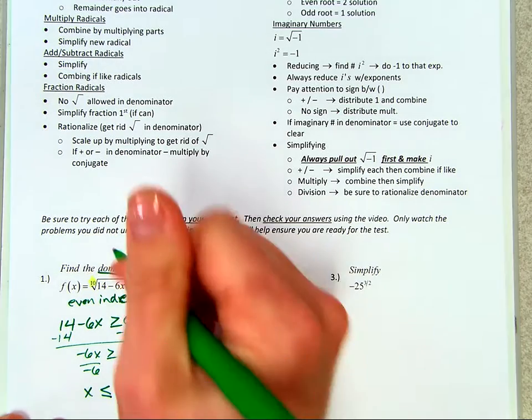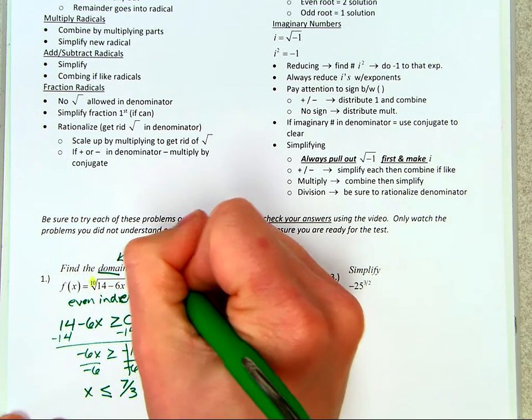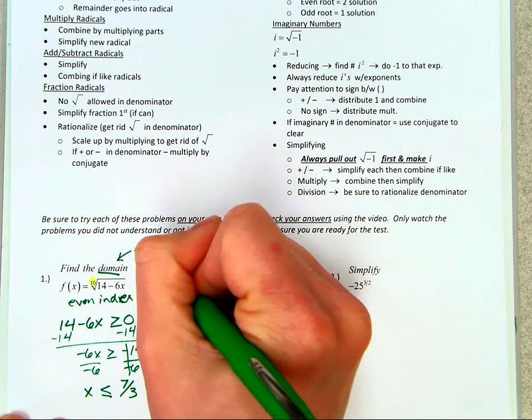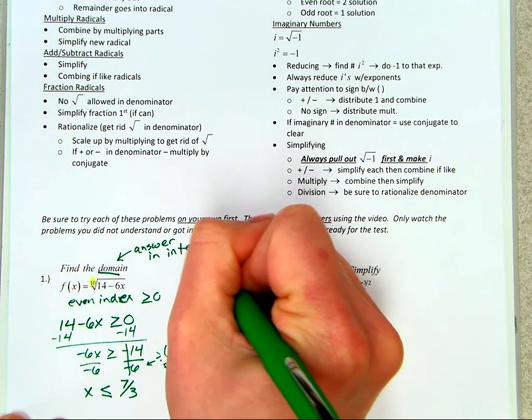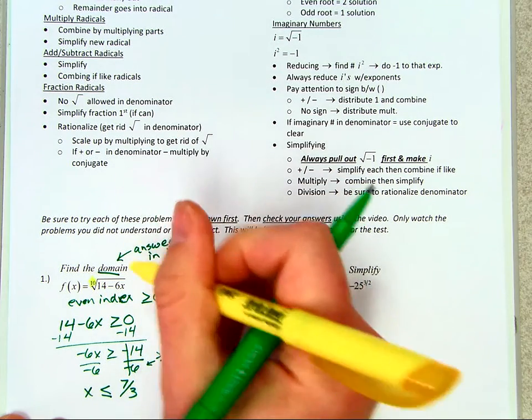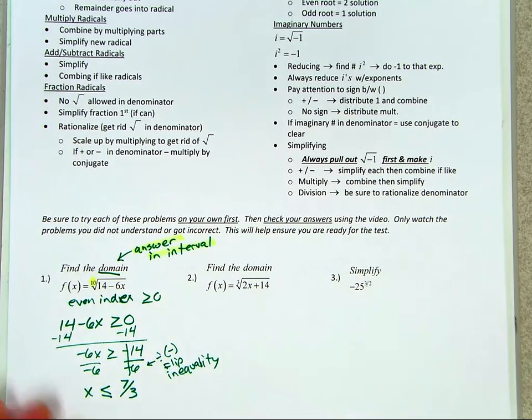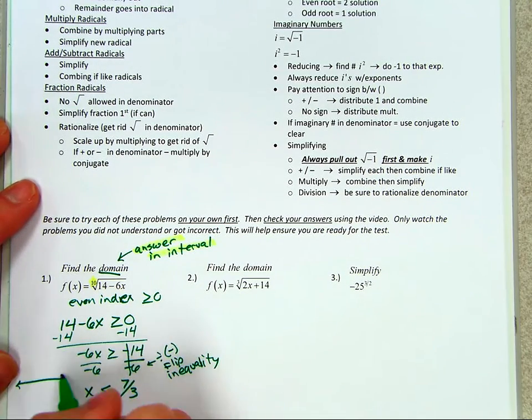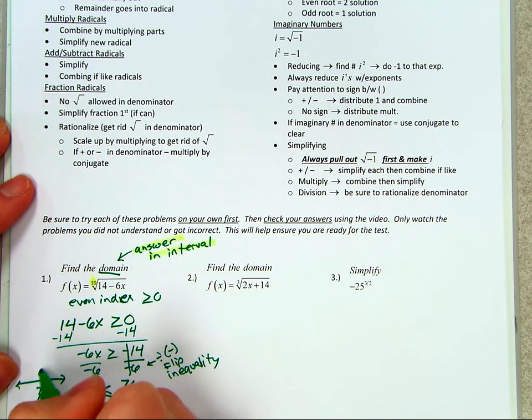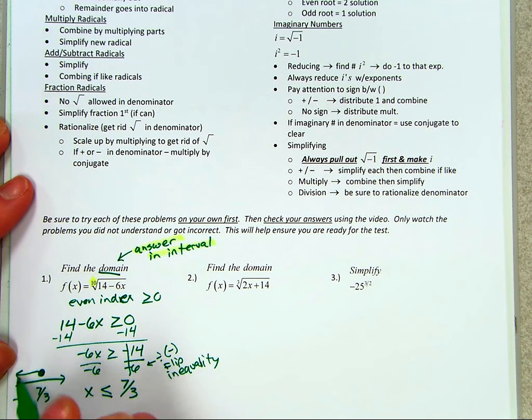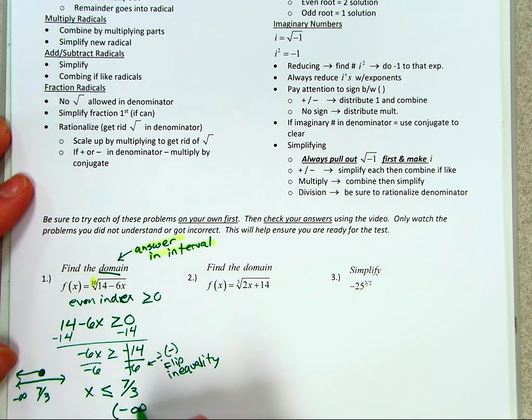Now remember, your answer must be in interval notation. If you're going to give domain, domain should always be in interval notation. So if you need to, you could draw a little sketch on the side. 7/3, since it's an equal sign, it'll be solid, and less than goes in this direction. So this side of my interval would be negative infinity, and this side is 7/3. So I put a parenthesis next to my infinity, and since my 7/3 is a solid circle, we put a square bracket.